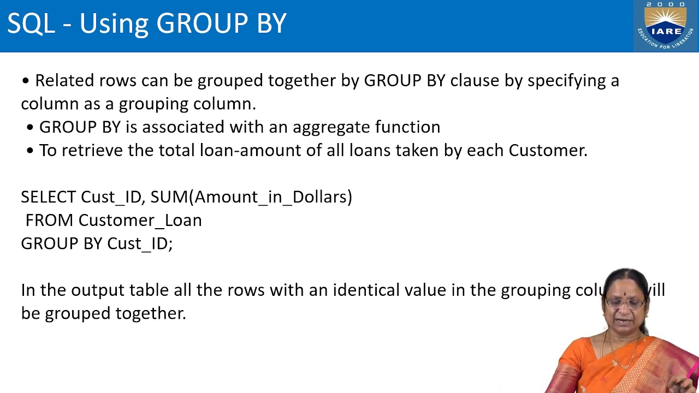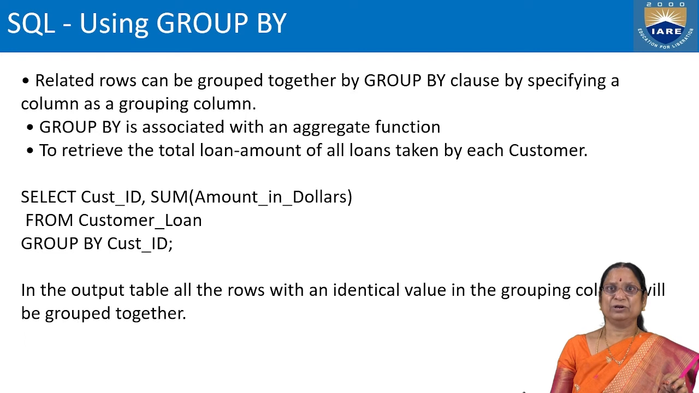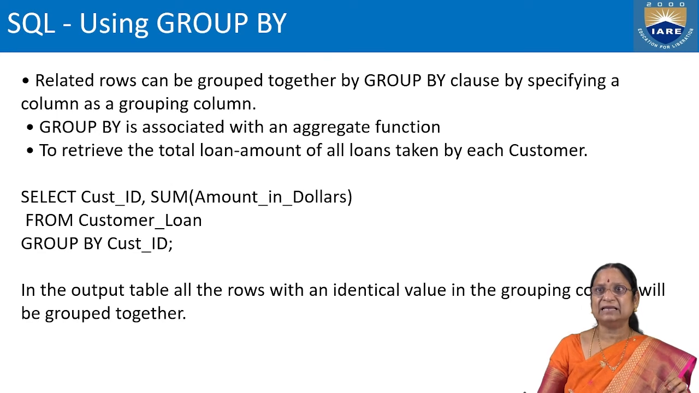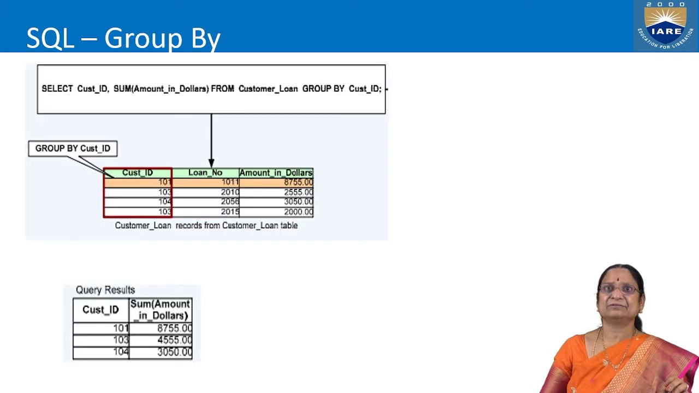So: select customer ID, sum of the amount in dollars from customer loan, group by customer ID. Group by customer ID, for each customer we are going to get the loan amount. In the output table, all the rows with identical values in the group column, as I just told you, will be grouped together and the respective aggregate values are displayed.